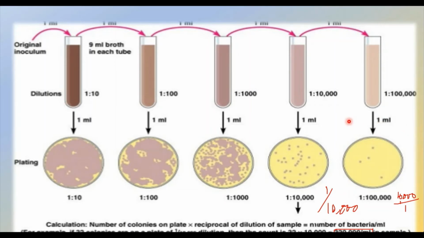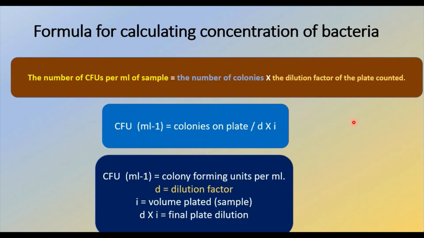For this reason, the size of the inoculum is usually incorporated with the dilution factor to give the final dilution. So what is the final dilution here? That is D into I. When 1 ml of 10 to the power of -4 dilution is plated, the final plate dilution is 10 to the power of -4. When 0.1 ml of the same dilution is plated, the final dilution is going to be 10 to the power of -5. So depending upon the dilution, it is just changing. This is going to be considered as the final dilution.